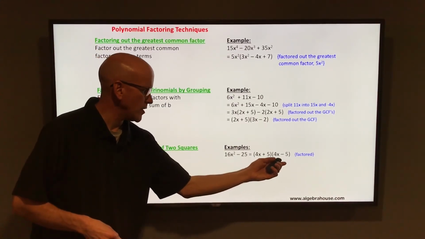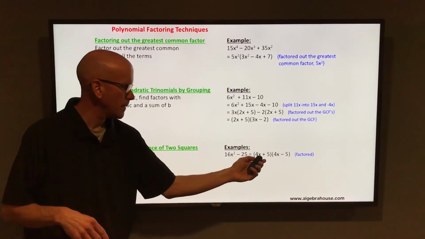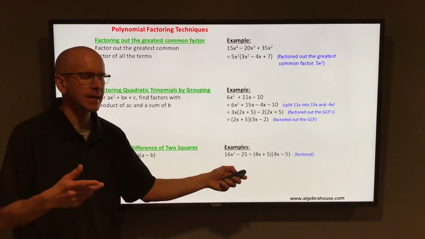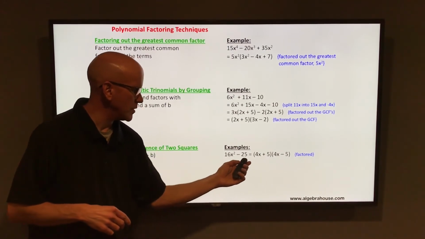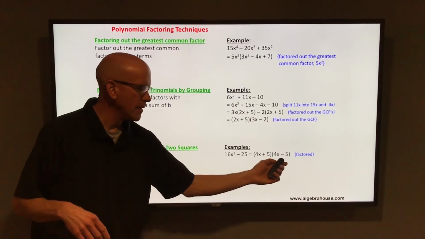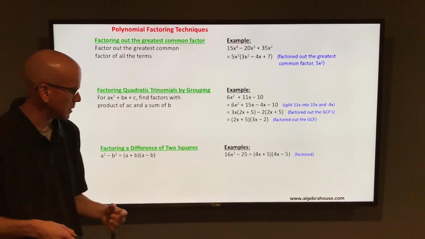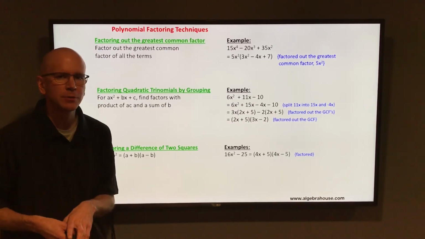The first term of each binomial is the square root of this first term. The square root of 16x squared is 4x. And then the second term of each binomial would be the square root of this second term. The square root of 25 is 5. Then do a plus and a minus. So that factors into 4x plus 5 times 4x minus 5. Don't forget, difference of two squares.